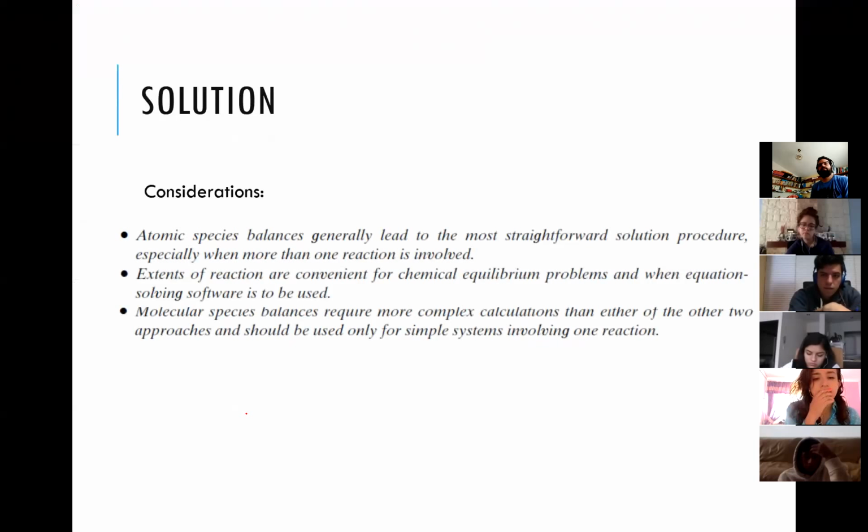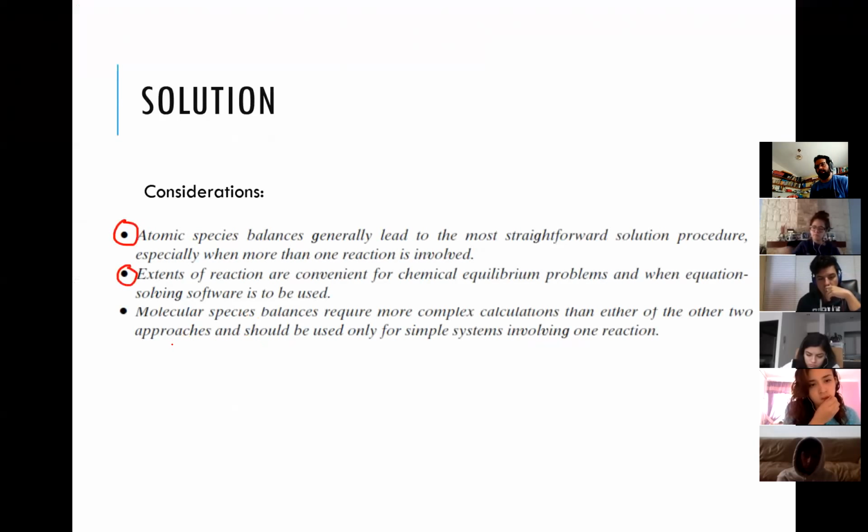The extent of the reaction is convenient for chemical equilibrium problems and when equation solving software is to be used. For example, in the case of Excel, or any other software, even in your calculator, right? And the molecular species balances require more complex calculations than either of the other 2 approaches and should be used only for simple systems involving one reaction. So the easiest 2 are the atomic and the extent of the reaction, right?